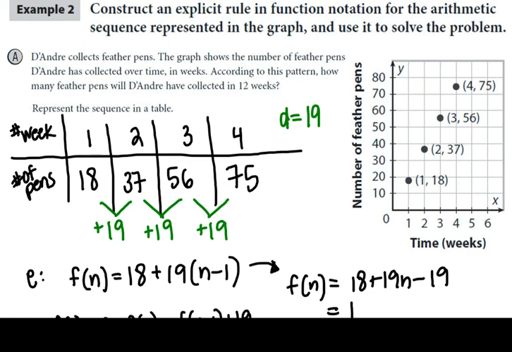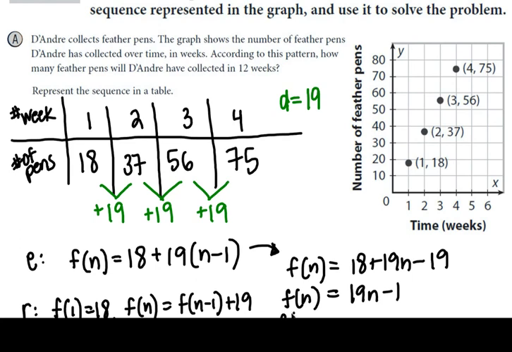This one's so much easier to use, right? Because I need to find the 12th week, and I don't want to have to figure out the 11th week and the 10th week and the 9th week and the 8th week and the 7th week and the 6th week and the 5th week to make that happen. I want to be able to use my explicit formula, which says just go ahead and put the 12th week in. So we get 19 times 12 minus 1. So 19 times 12 is 228. 228 plus 18 minus 19 gives 227 pens in week 12. Ta-da!